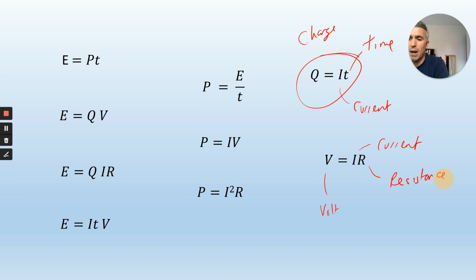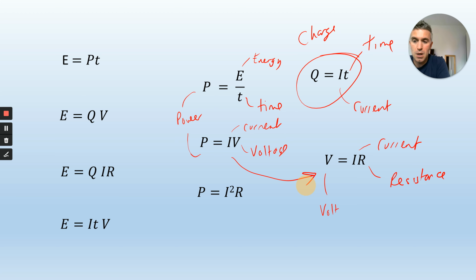This one, power is energy over time. This one, power is also current times voltage. And actually, if you take this one and combine them, P equals IV, but we know V equals IR. So P equals I times IR, which is the same as P equals I squared R. This is just this one rearranged.